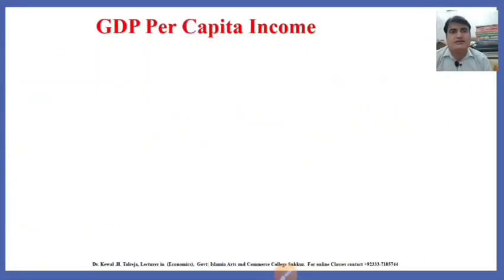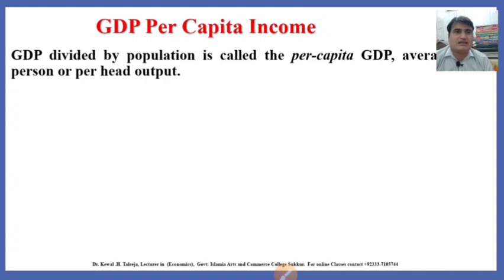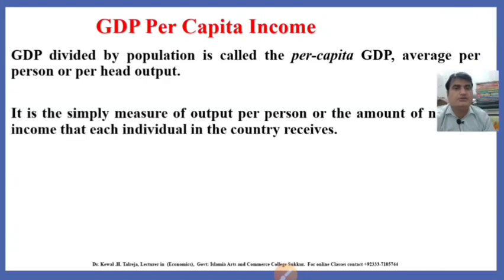Another type of GDP is GDP per capita income. So what is GDP per capita income and how is it calculated? When GDP is divided by population, it is called GDP per capita. GDP per capita means the per head output or average per person output.